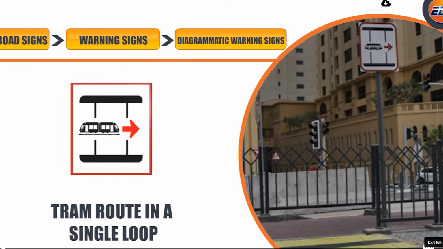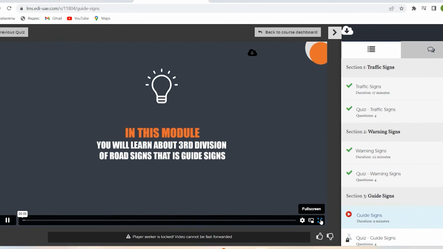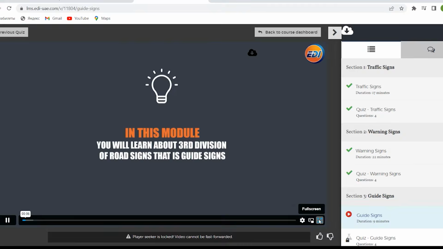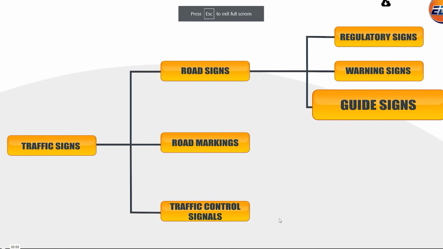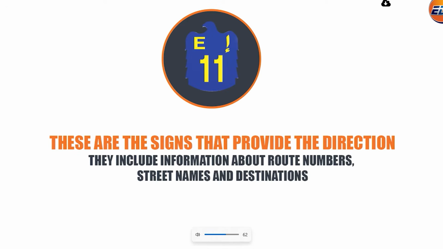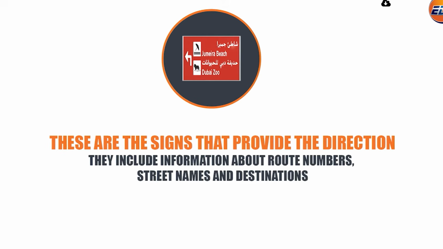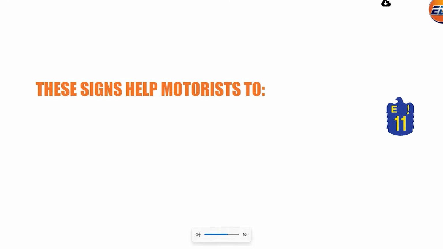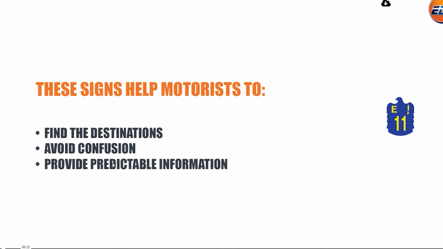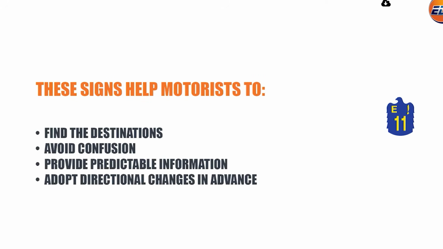In this module, you will learn about the third division of road signs, that is, guide signs. Guide signs are the signs that provide direction. They include information about route numbers, street names, and destinations. These signs help motorists to find destinations, avoid confusion, get predictable information, and adopt directional changes in advance.